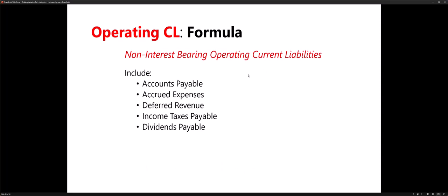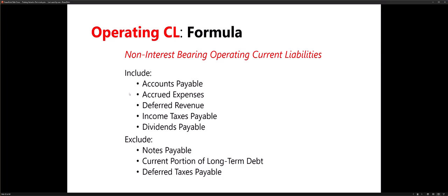Operating liabilities, that includes accounts payable, accrued expenses. These are the things that we're in the business in, you're paying taxes, you're paying dividends, and then you exclude the interest bearing part of your business, which is the notes payable, the current portion of your long-term debt, deferred taxes payable, which we included earlier in the calculation of NOPLAT.